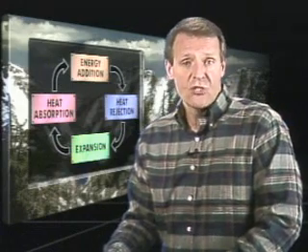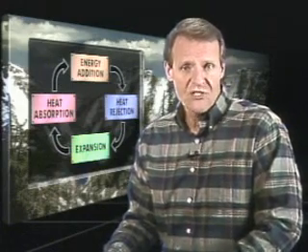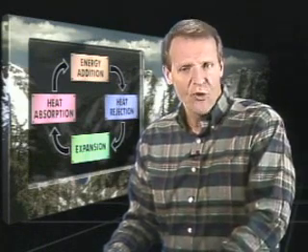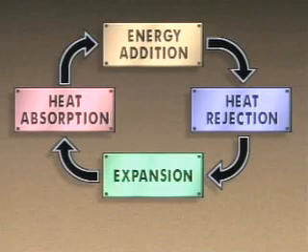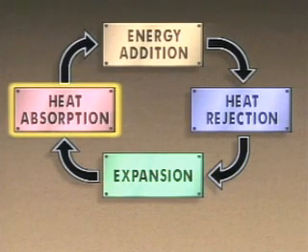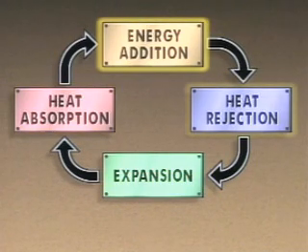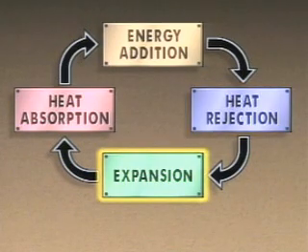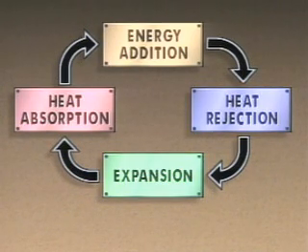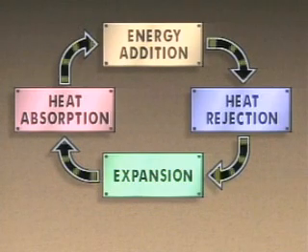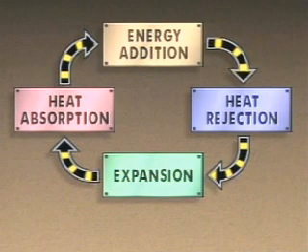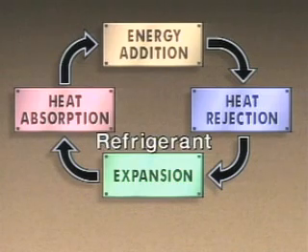We can use an illustration to identify the steps in a refrigeration cycle and see how the cycle works. The cycle we'll look at is called a vapor compression refrigeration cycle. A typical vapor compression refrigeration cycle has four basic steps. They are heat absorption, energy addition, heat rejection, and expansion. Since the steps repeat, the cycle is a closed system, and it is designed to operate continuously. The cycle uses a fluid known as a refrigerant to transport heat through the system.